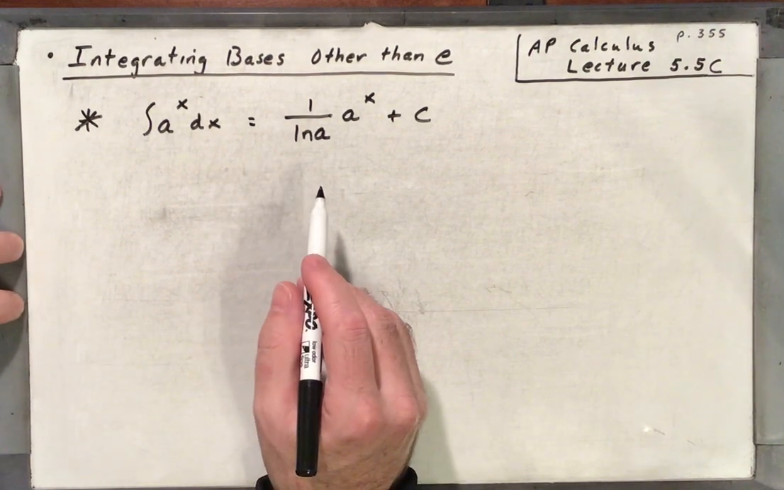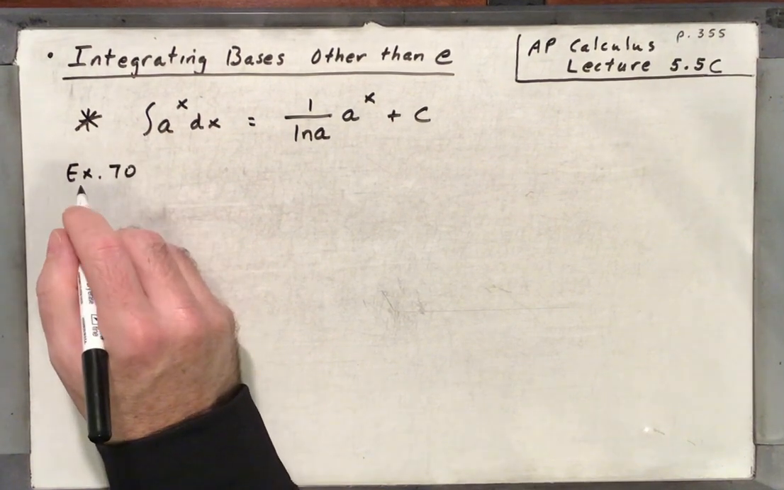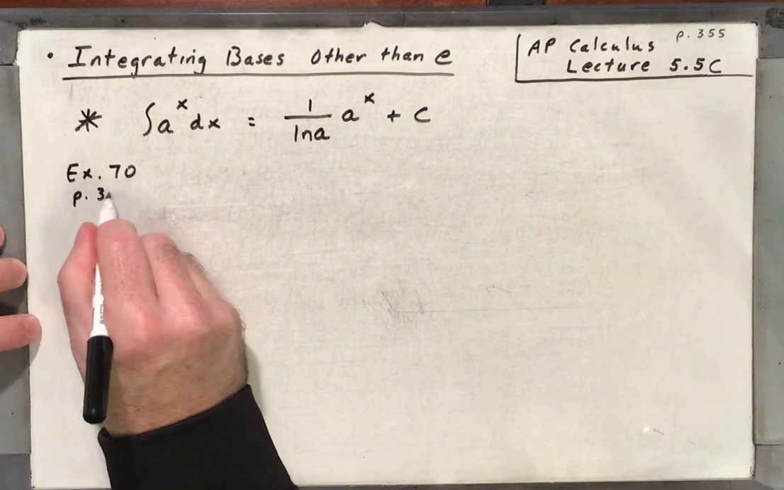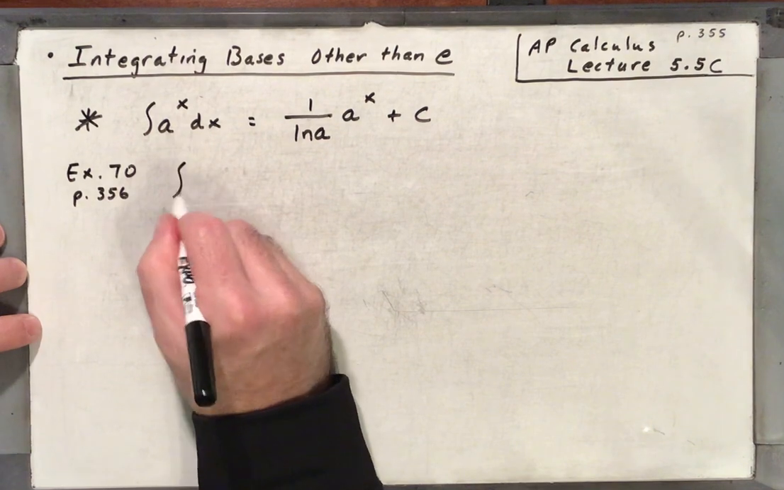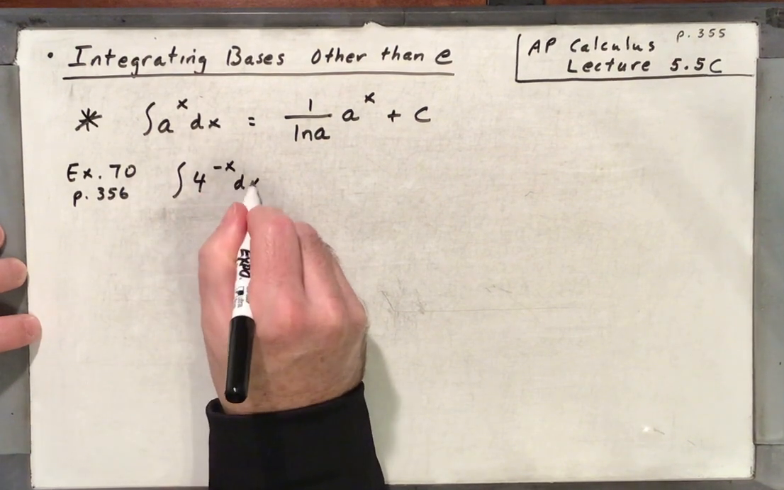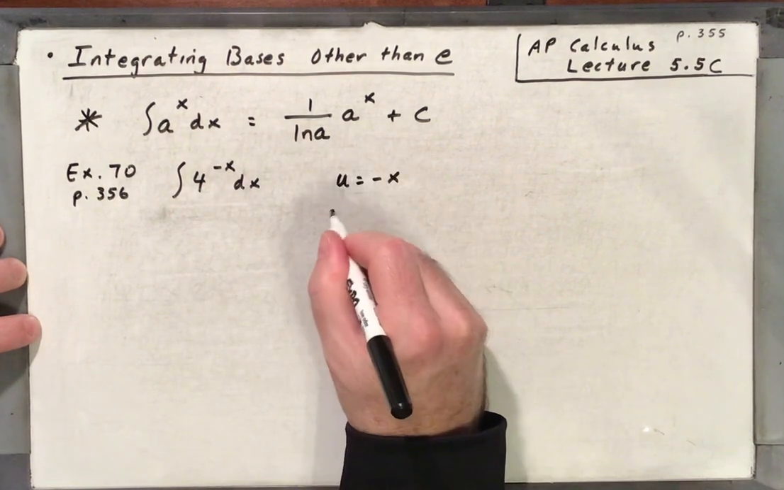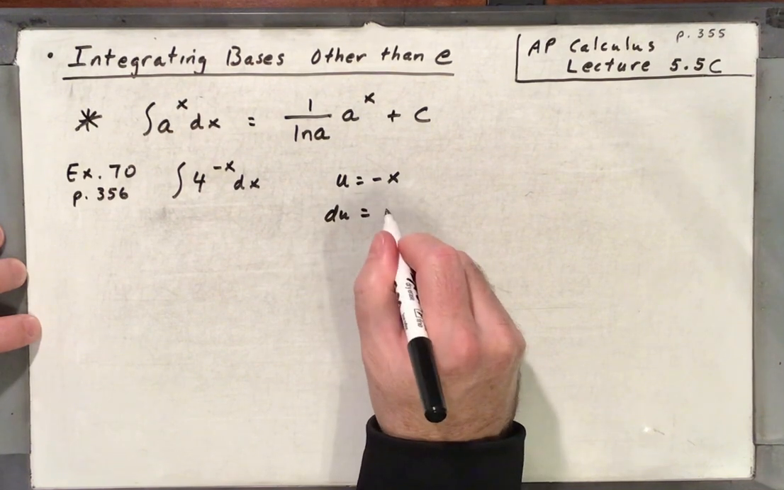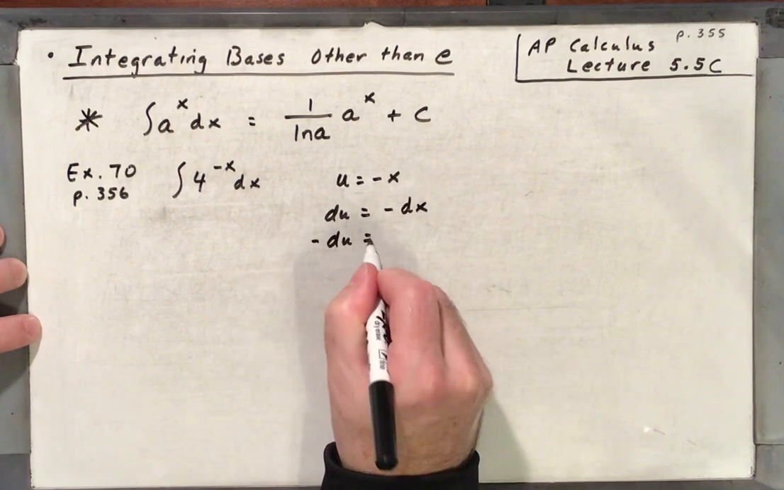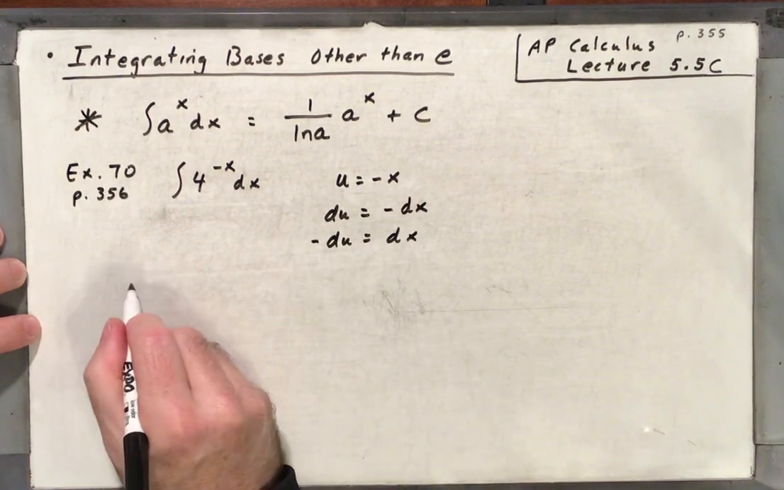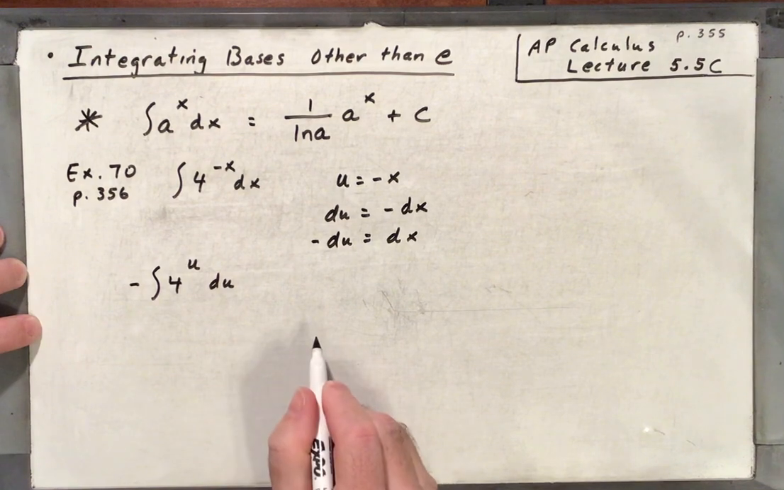All right, so our first example is example 70, and that is on page 356. We want to integrate 4 to the minus x dx. So it's not x, it's minus x, so let's let u be minus x. du will be negative 1, so minus dx. Minus du is equal to dx, which is what we need. So we could rewrite this as minus 4 to the u du.